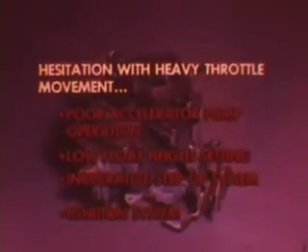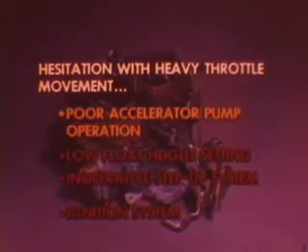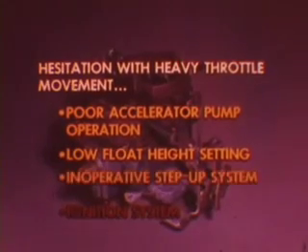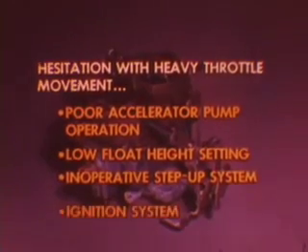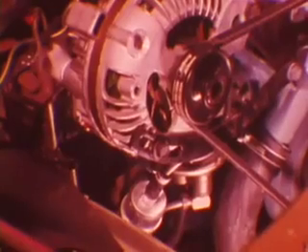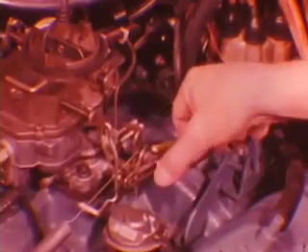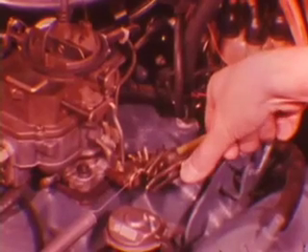For engine hesitation with heavy throttle movement, causes in the carburetor narrow down to poor accelerator pump operation, low float height setting, or an inoperative step-up system. Ignition system trouble also may be involved. Because fuel supply requirements here are greater, make sure the fuel pump and filter are okay. Also, check to see whether the throttle valves open all the way.